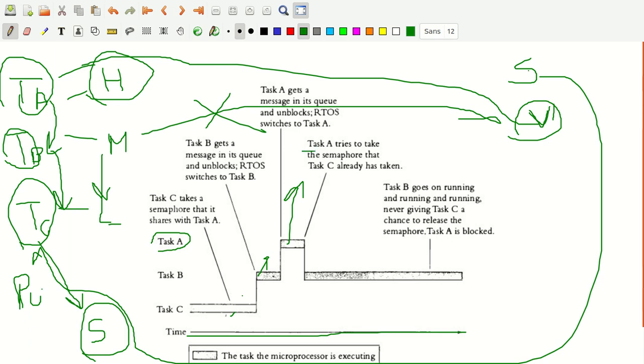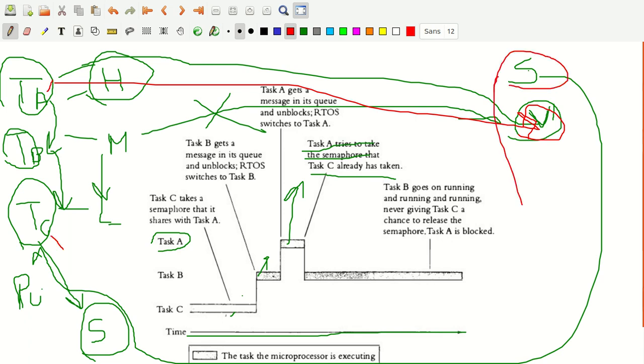This is important. Task A tries to take the semaphore that task C has already taken. Task A wants access to this variable V, and this variable is shared between task A and task C. But who had this semaphore key? Task C had it. Since this key is held by task C, task A tries to take the semaphore that task C had already taken, and now it is not possible.